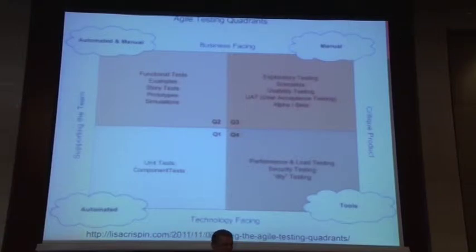And then we've got the other sort of left and right sides. We've got critiquing the product, so we're asking questions of the product, and then using tests to support the team. And Lisa Crispin basically took this concept based on some earlier work from people in the Agile community and created the concept of quadrants. And her book on Agile testing is a good start in terms of understanding testing.